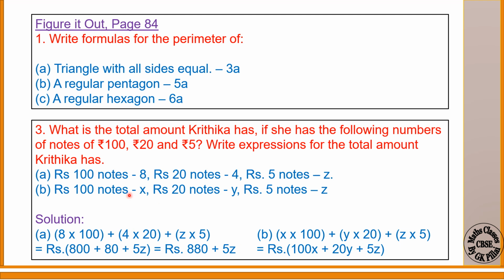The next one, rupee 100 notes X, rupees 20 notes Y and rupees 5 notes Z. So X into 100 plus Y into 20 plus Z into 5. Here everywhere variables are there. So that is why we have written as 100X plus 20Y plus 5Z. We have not calculated further.